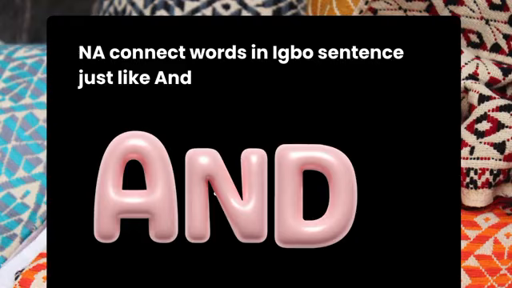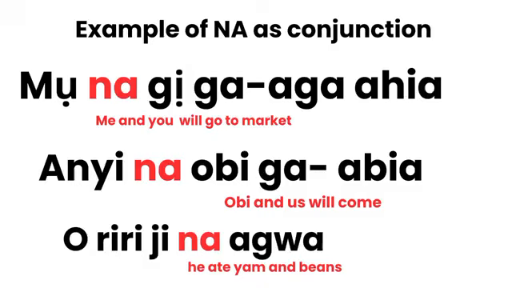Example, mụ na gị ga-aga ahịa. Anyị na Obi ga-abịa. O riri ji na agwa. So now I hope you understand the work of na as and in Igbo sentence.